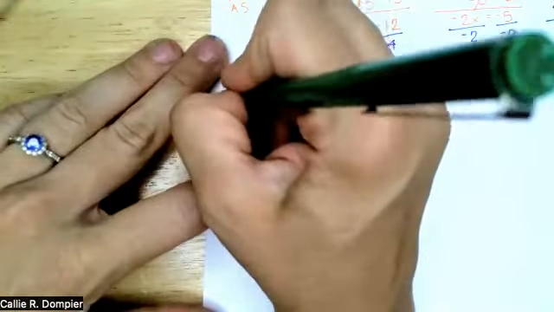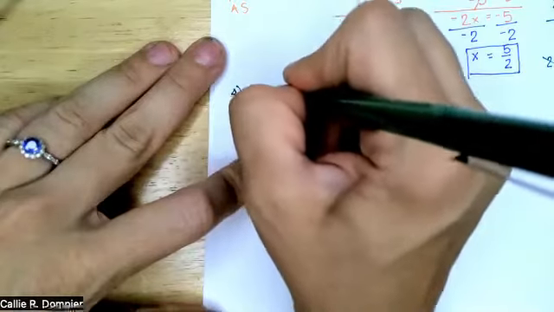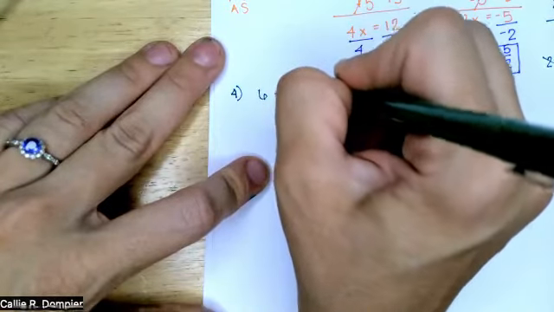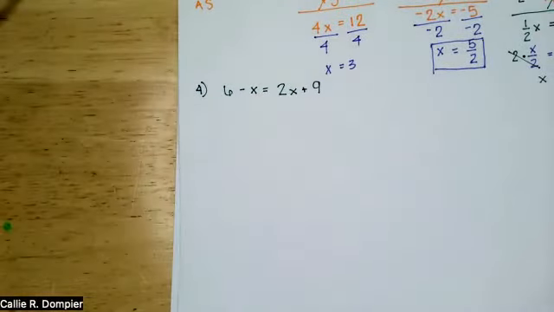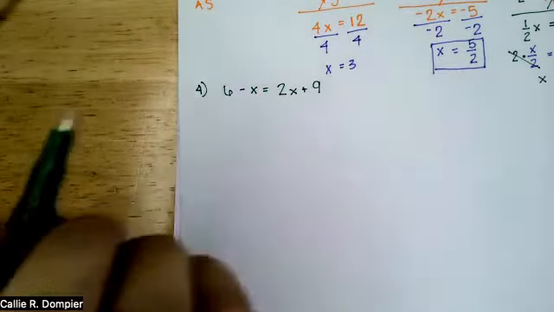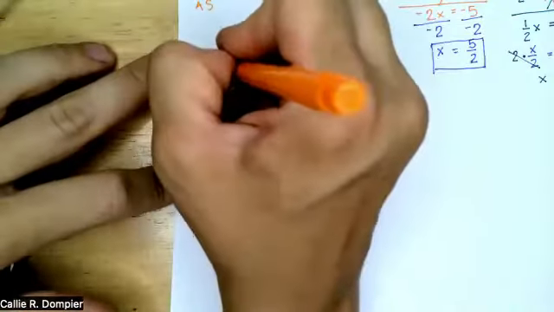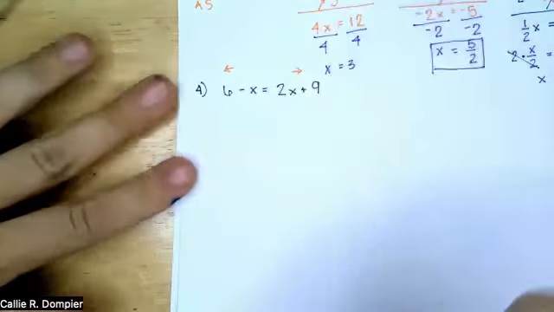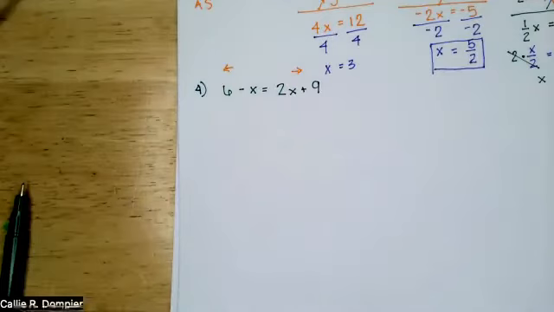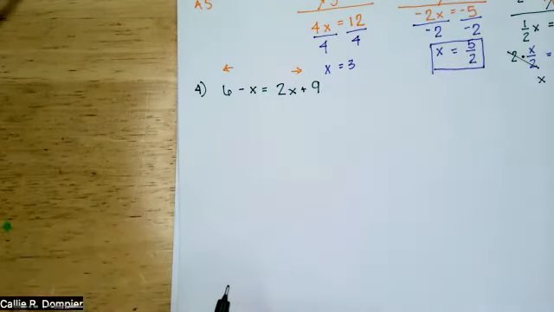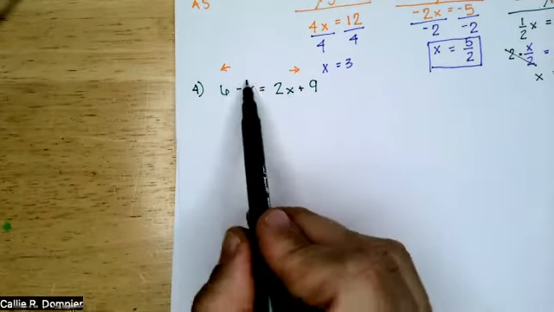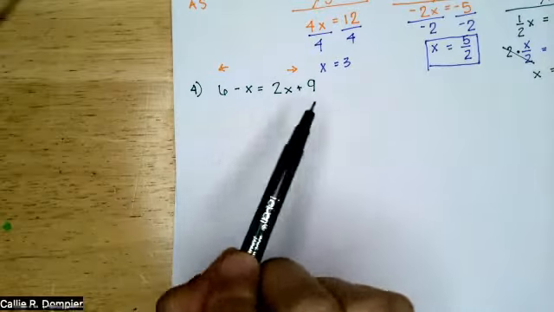Number 4 is 6 minus x equals 2x plus 9. All right, so again, we need to get all the variables to one side and the constants to the other side. It doesn't matter if all the x's are on this side or all the x's are on the other side. Since this is a negative x and this is a positive, I'm going to move the x's that way.